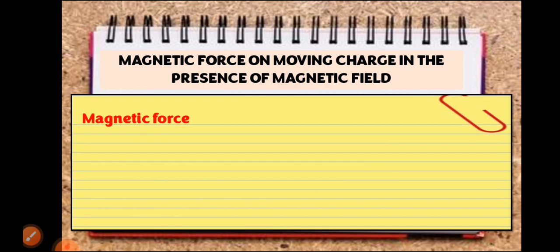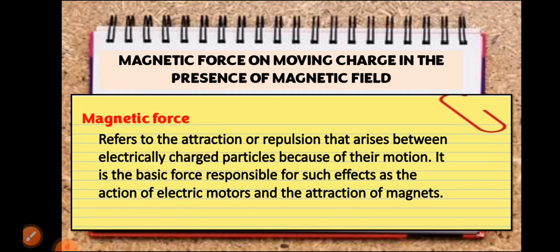So next, we're going to define magnetic force. What is a magnetic force? A magnetic force refers to the attraction or repulsion that arises between electrically charged particles because of their motion. It is the basic force responsible for such effects as the action of electric motors and the attraction of magnets.